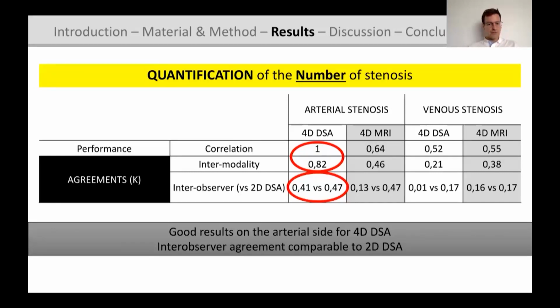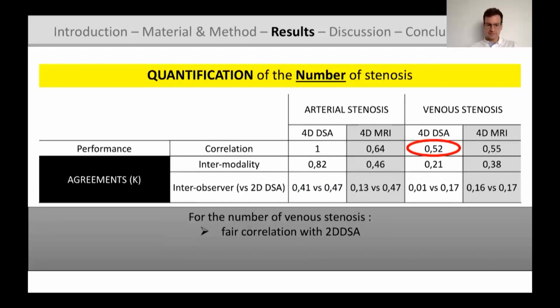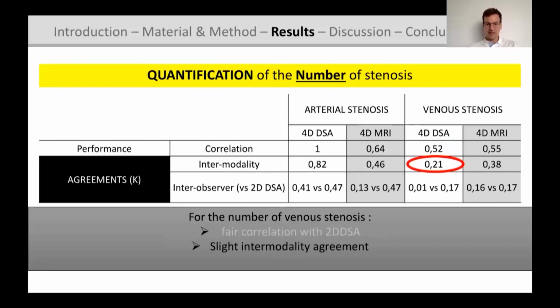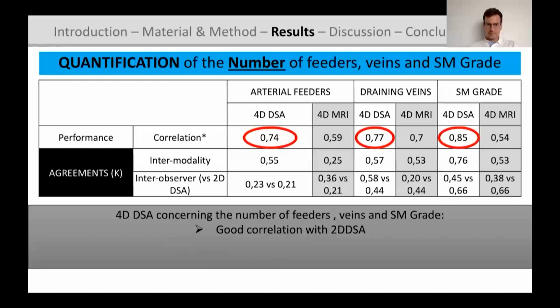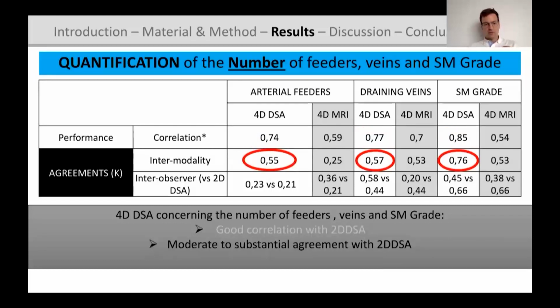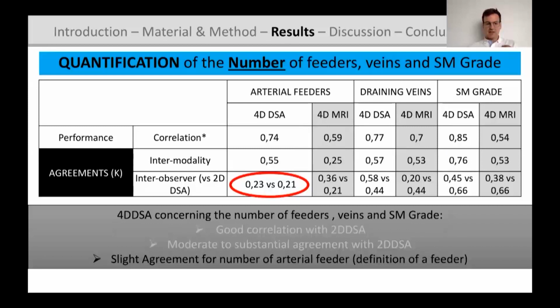A good result on the arterial side for 4D DSA, with inter-observer agreement comparable to 2D DSA, concerning the quantification of the number of stenosis. For the number of venous stenosis, we found a fair correlation with 2D DSA, a slight intermodality agreement, and a poor inter-observer agreement. For the 4D DSA, concerning the number of feeders, veins and Spetzler-Martin grade, we found a good correlation with the 2D DSA and moderate to substantial agreement with 2D DSA, and a slight agreement for the number of arterial feeders.